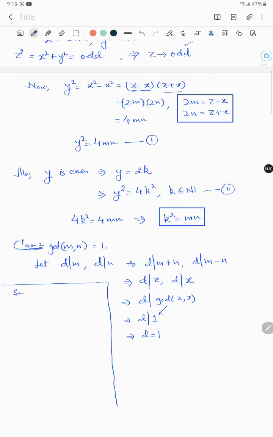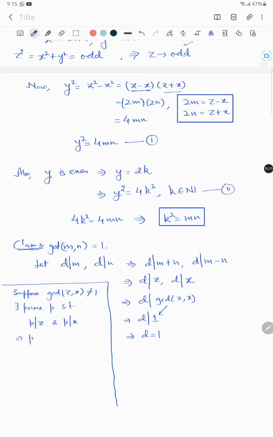This is basically straightforward, but I am doing it for the sake of simplification. Suppose GCD of Z and X is not equal to 1. That means there exists a prime P such that it divides both Z and X.